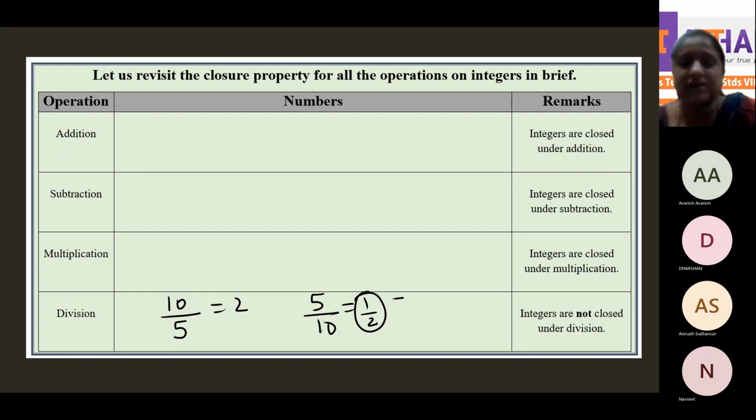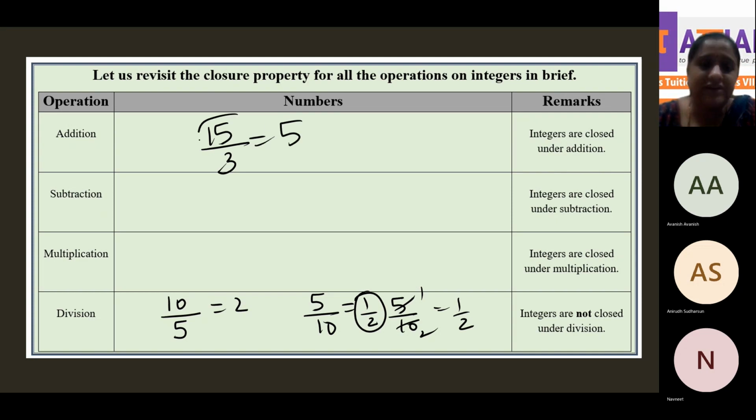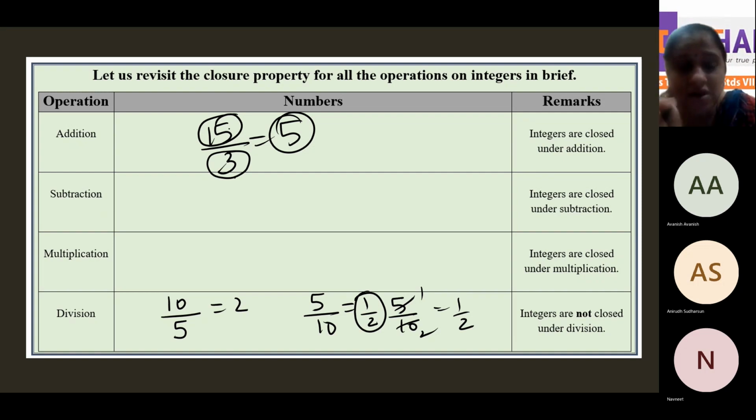So you can see here, 5 divided by 10. When you simplify, 5 ones are 5, 5 twos are 10. 1 by 2 is not an integer. So when you divide an integer by another integer, the result is not always an integer. Sometimes it is. When you divide 15 by 3, you'll get 5. 15 is an integer. 3 is an integer. When you divide 15 by 3, you get 5, which is also an integer. So the result may be an integer, may not be an integer. It depends. Sometimes it's an integer, sometimes it's not.